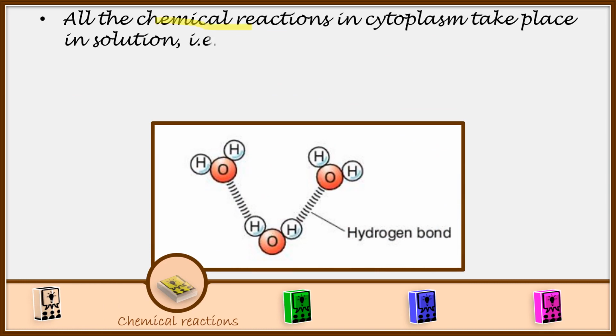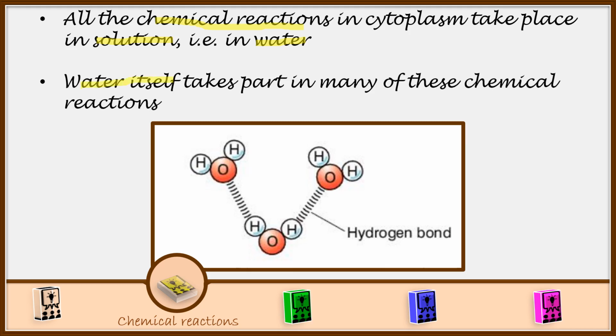All the chemical reactions in the cytoplasm take place in solution, and that is in water. So we saw that most of the chemical reactions in the cell take place in the cytoplasm. And these chemical reactions take place in solution, and this solution is water. Water itself takes part in many of these chemical reactions.